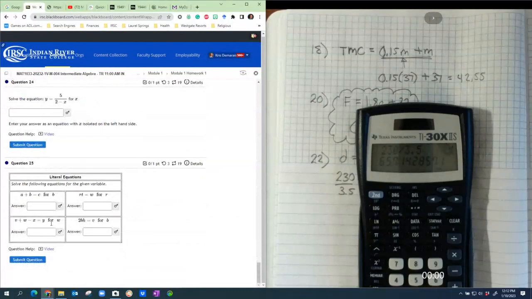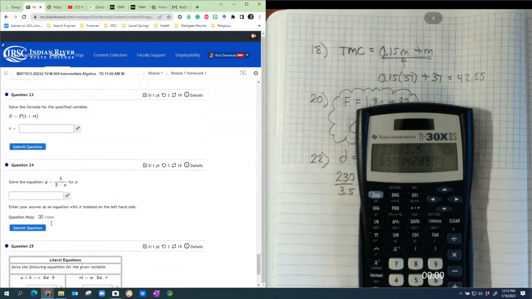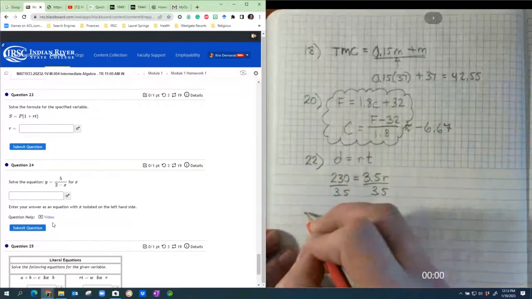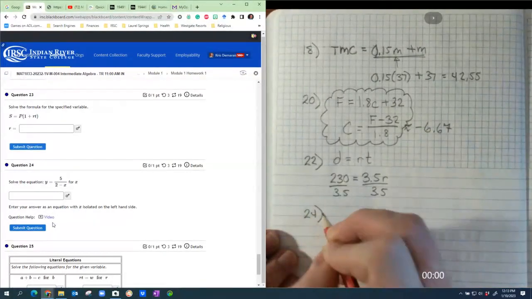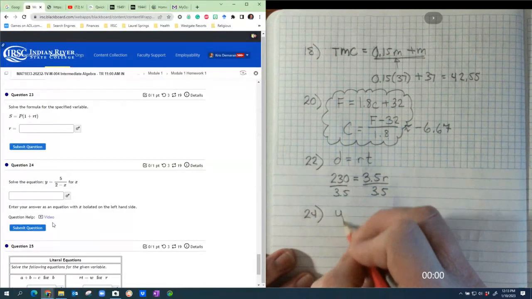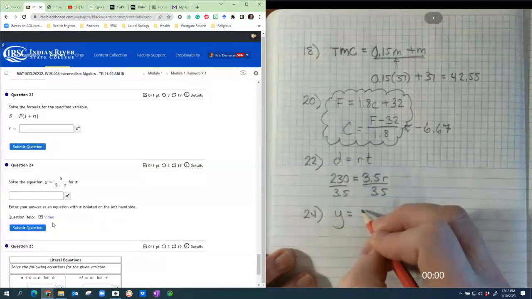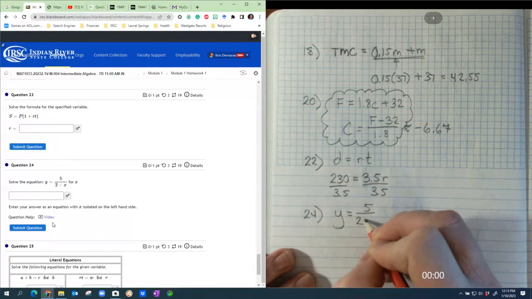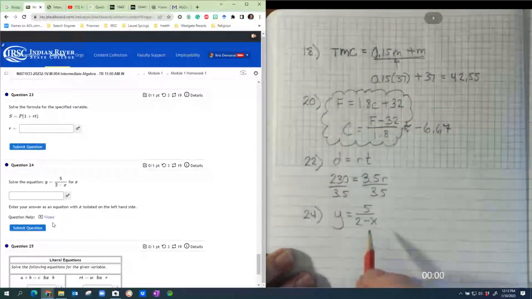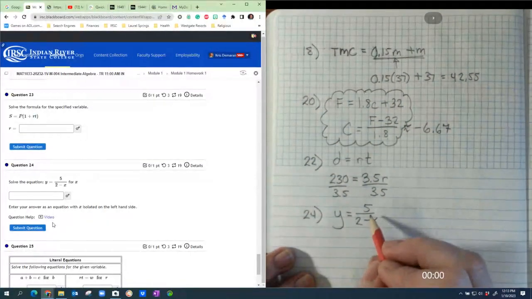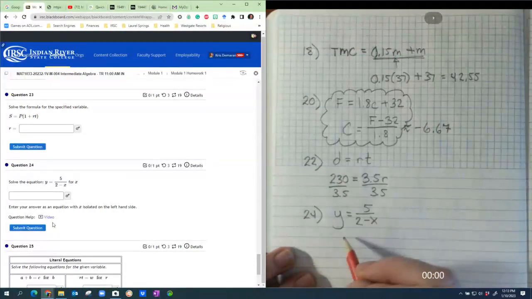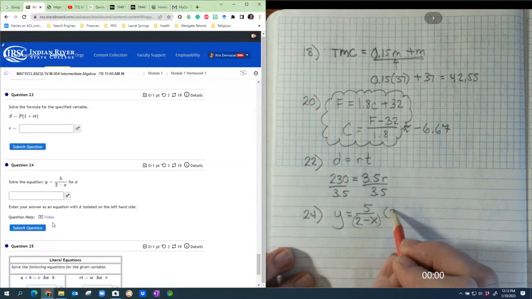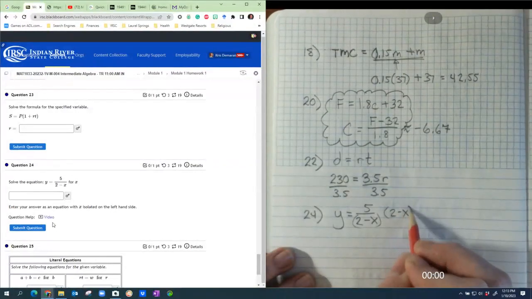All right. Now there are 3 more questions left. I do want to do 24. Bear with me. I want to make sure I get through all of these. So y equals, and these are called literal equations. You have to get x by itself. So what you do to get x by itself is first, multiply by the denominator on both sides, so that you can get that out of the denominator.